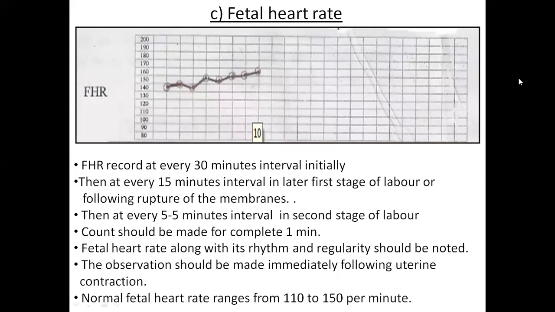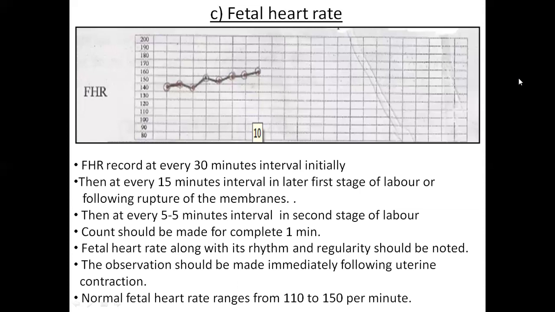Now the fetal heart rate. Fetal heart rate is recorded at every 30 minutes interval initially, and then at every 15 minutes interval in later first stage of labor or following rupture of membrane. Then at every 5 minutes interval in second stage of labor. The count should be made for a complete 1 minute. Fetal heart rate along with its rhythm and regularity should be noted. The observation should be made immediately following uterine contraction.